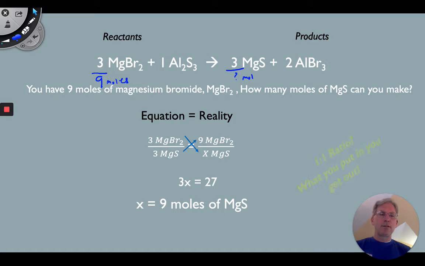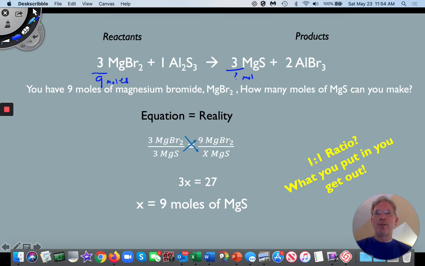So you may have noticed right away, wait a minute, the magnesium bromide and the magnesium sulfide are in a 3-to-3 ratio, right? But in math, we don't like to leave ratios like that, especially if they can be reduced. So we're going to reduce that to a 1-to-1 ratio, which means whatever you put in, you get out. If I put in 3 magnesium bromides, I should get out 3 magnesium sulfides. Or if I put in 9 moles of magnesium bromide, I should get 9 moles back out.